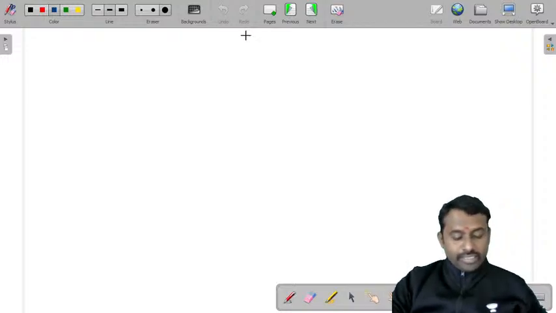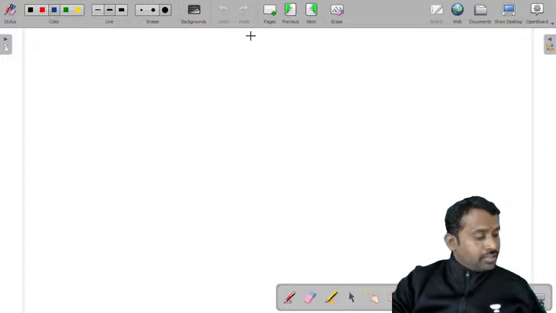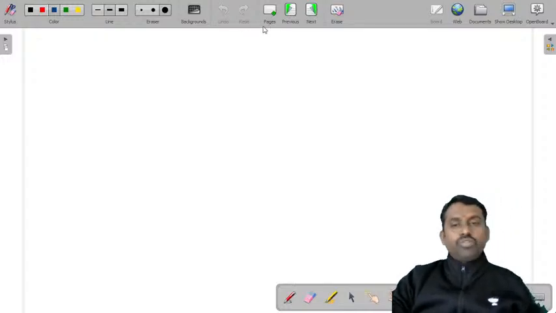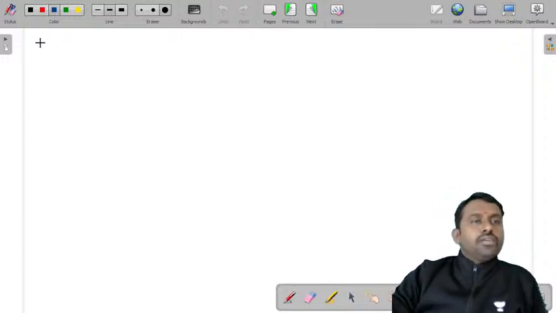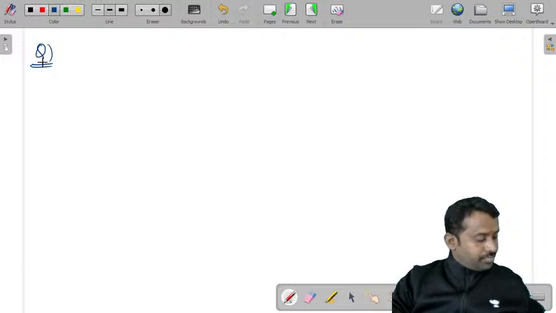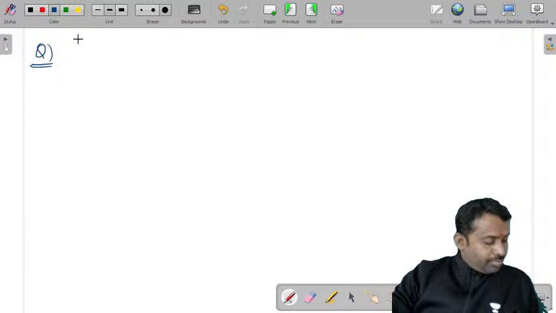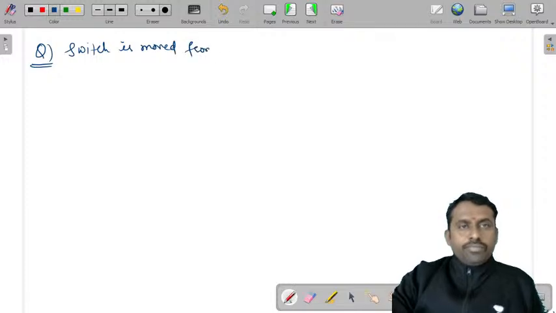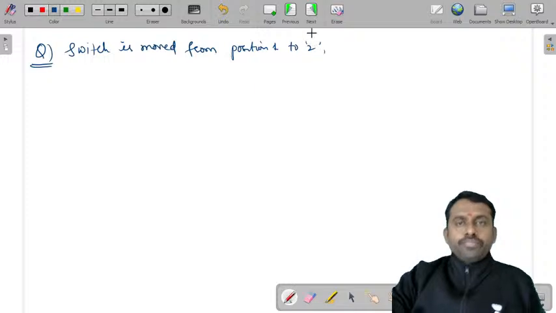So the next question, let us consider one more question like this. The question is, in the network shown, the switch is moved from position 1 to position 2 at t is equal to 0.